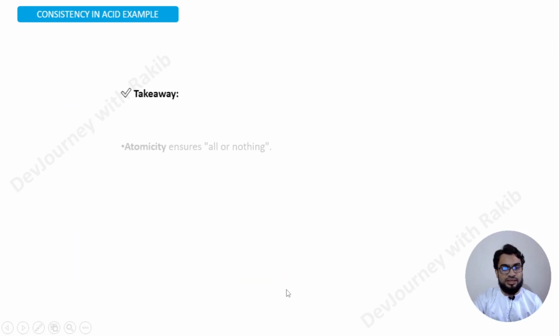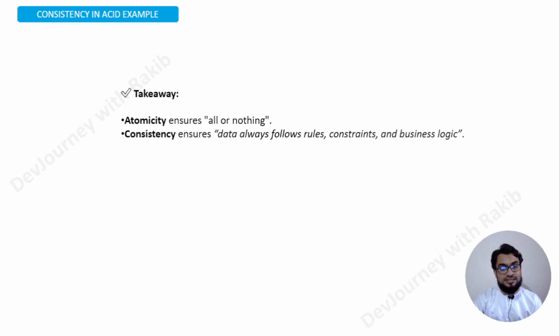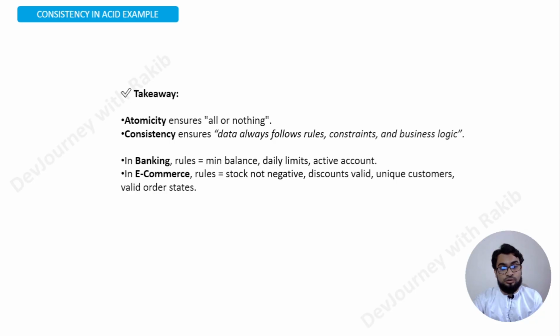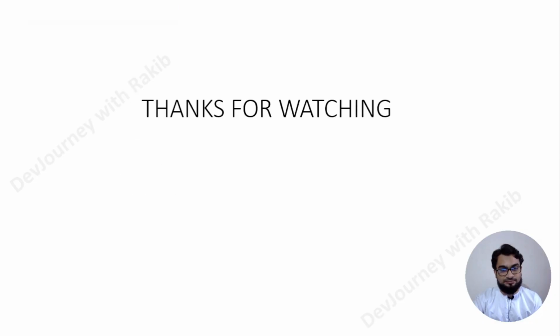So have a look, takeaway. Atomicity ensures all or nothing actually happens. Either all transactions will be executed safely or none of them happen. But consistency ensures data always follows the rules, constraints and business logic. In banking, rules are minimum balance, daily limits, active account. And in e-commerce, rules are stock not negative, discounts valid, unique customers, valid order state.